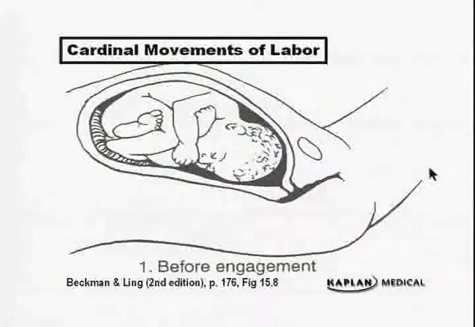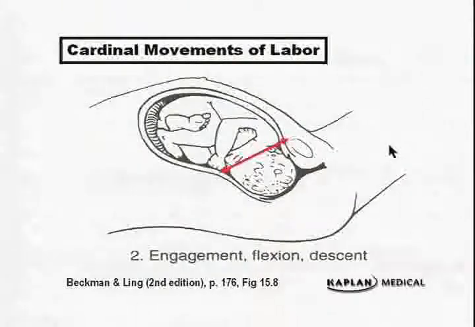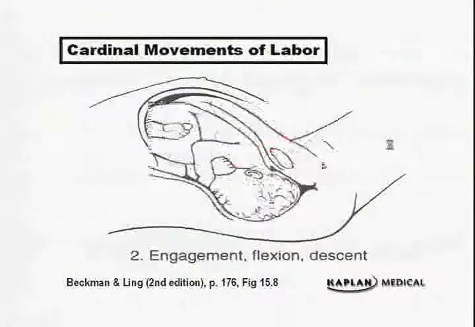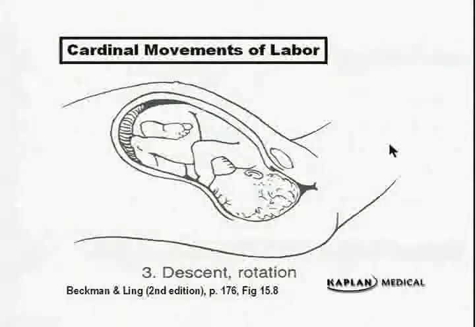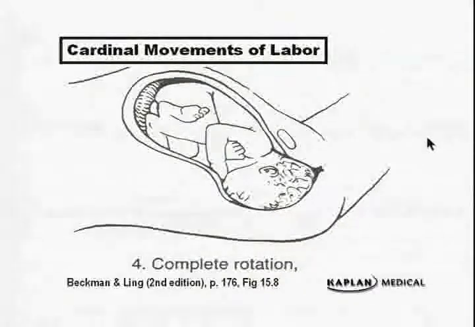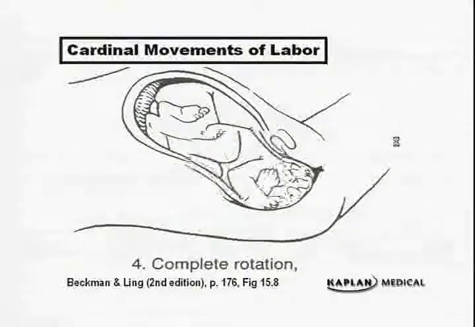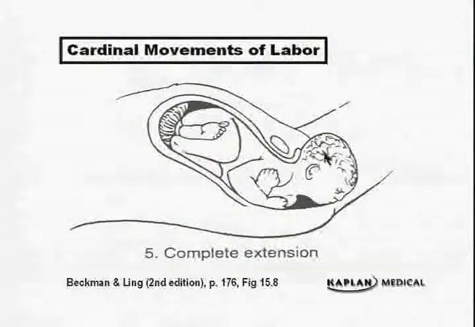So here we have before engagement, engagement, flexion, descent. We have descent and internal rotation. Notice the head is still flexed, the chin is against the chest. We now have complete internal rotation, and the head is going to start to extend. Here the head is extending. Notice the shoulders are transverse. The head is anterior-posterior.